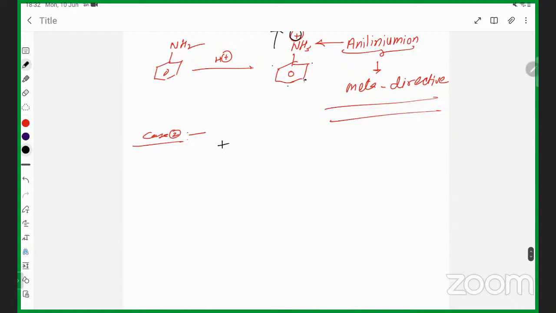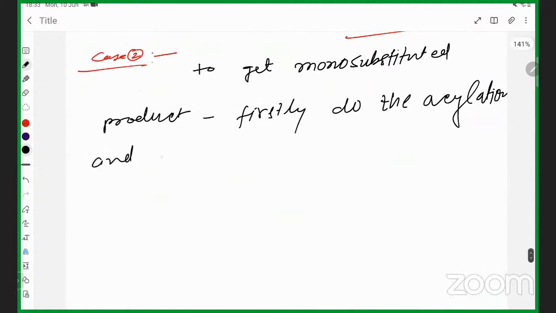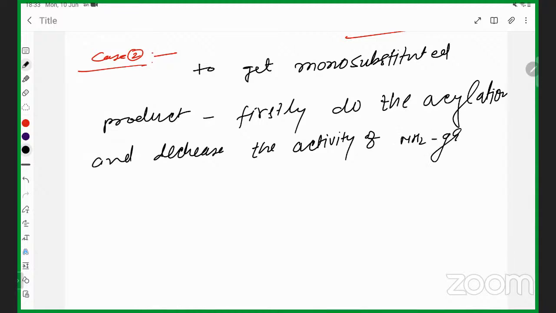Case 2. To get mono substituted product, what do we have to do? Firstly, do the acylation and decrease the activity of the NH2 group. Once you decrease the activity of the NH2 group, it will give the product.